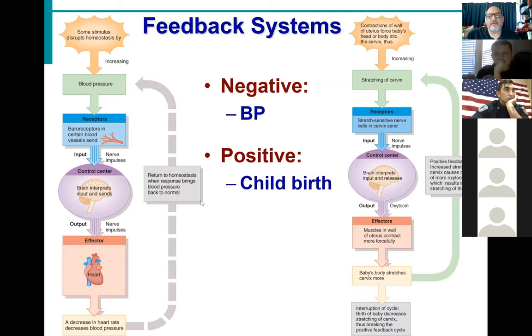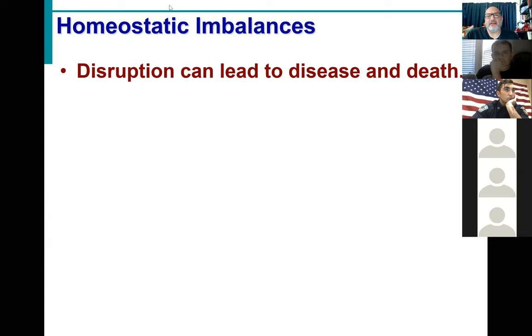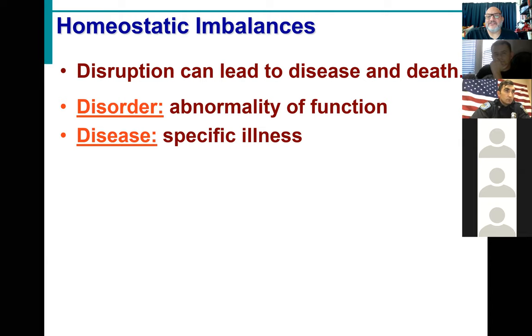And then we already talked about the example of childbirth. So we have childbirth with the positive feedback where we keep enhancing the stimulus, stretching the cervix more and more and more to get the body back into balance. Because that's our goal. Our goal is to get the body back into balance. And the good news is we're pretty darn good at it. The bad news is we're not perfect, right? And that's the problem. Homeostatic imbalances, if we're not able to maintain homeostasis, that disruption can lead to disease and even to death. Now, when diagnosing homeostatic imbalances, we are looking for disorders and we are looking for diseases, right?